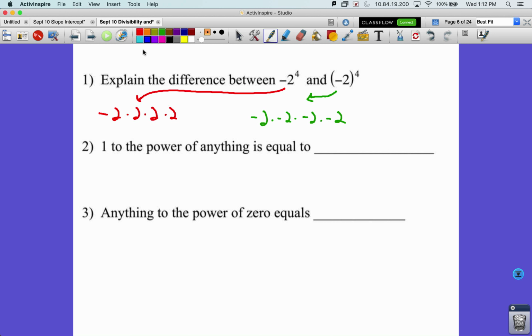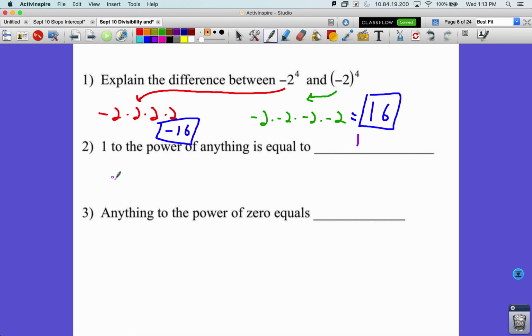And if we calculate these, 2 times 2 is 4 times 2 is 8 times 2 is 16. The negative stays in front. This one is a negative 16. But negative 2 times negative 2 is a positive 4 times negative 2 is a negative 8 times negative 2 is a positive 16. So they equal different things. All right, and you should explain that with words as well in this first step, as well as showing that they are different.